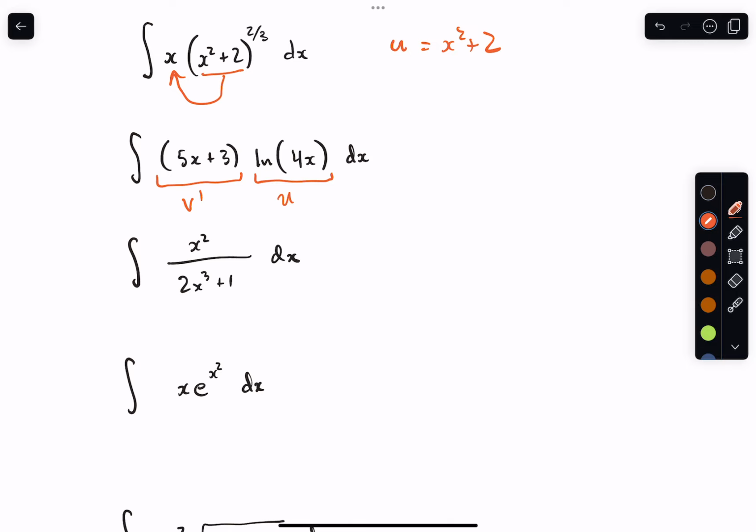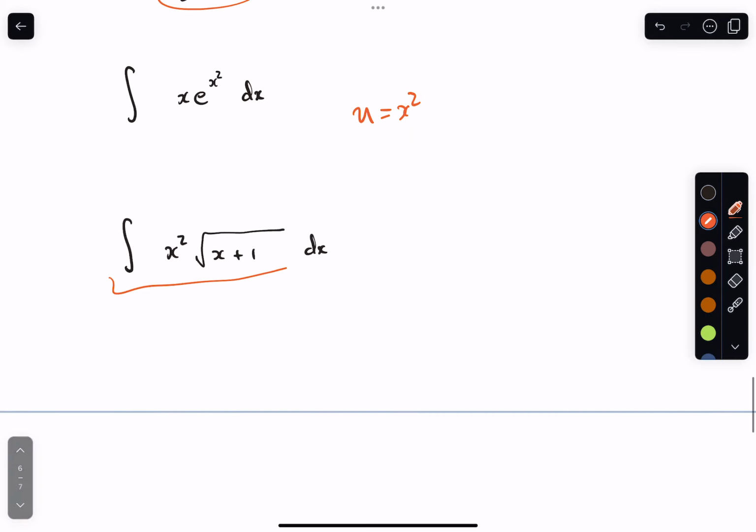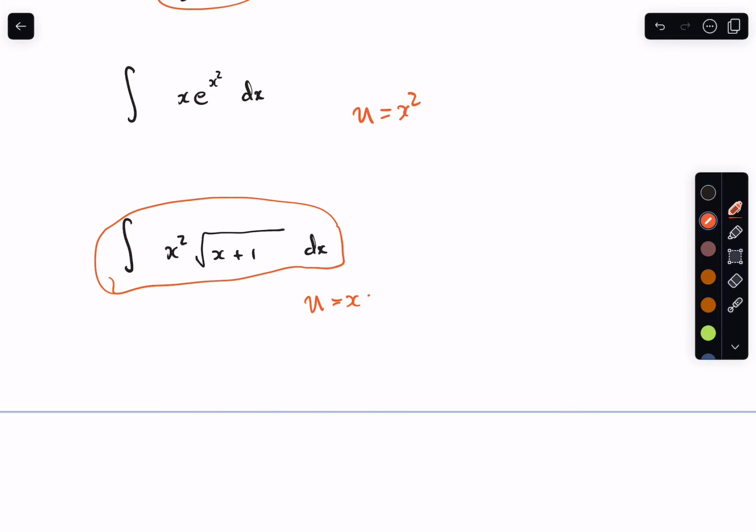Here I would say the top looks like the derivative of the bottom. I would let u equals 2x cubed plus 1 and do a substitution. Here u equals x squared should work as a substitution, not an integration by parts. And here, this is an interesting one. This is again a substitution, u equals x plus 1.